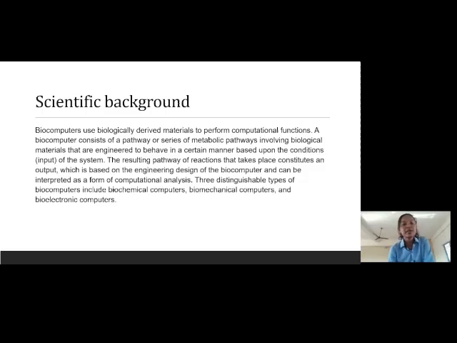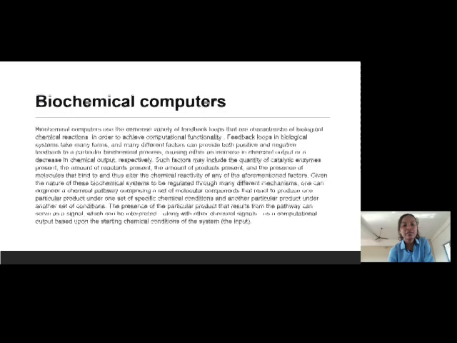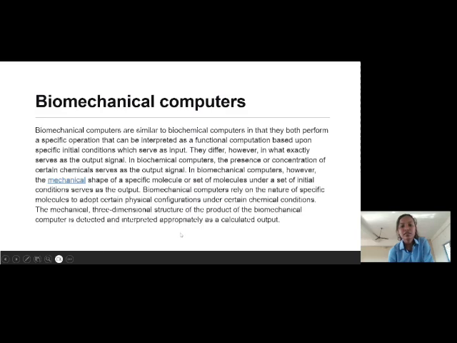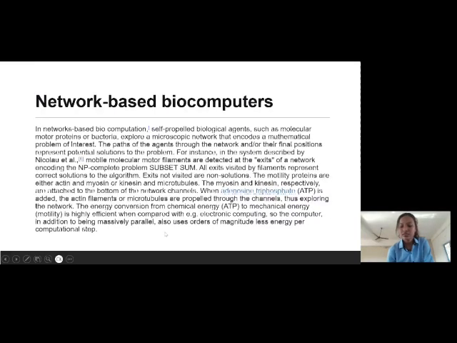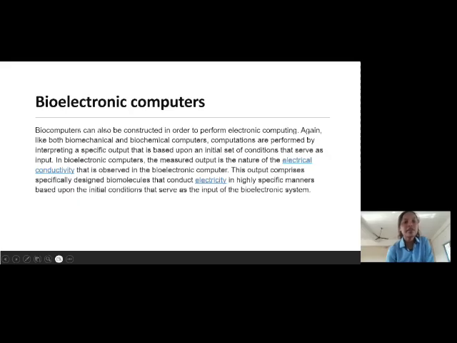Three distinguished types of biocomputers include biochemical computers, biomechanical computers, and bioelectronic computers. Next, bioelectronic computers. Biocomputers can also be constructed in order to perform electronic computing. Again, like both biomechanical and biochemical computers, computations are performed by interpreting a specific output that is based upon the initial set of conditions that serve as input.